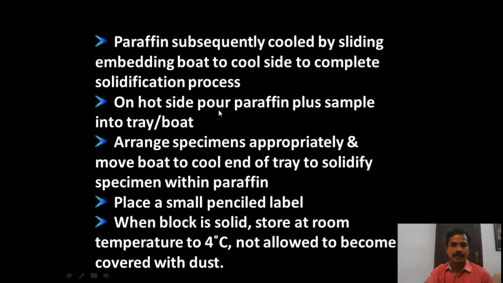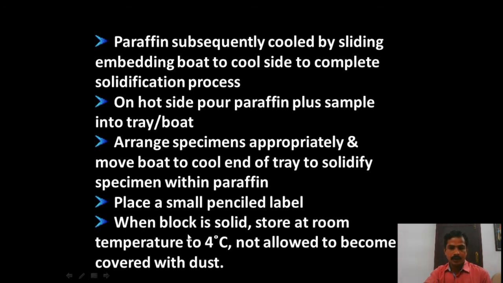On the hot side, pour paraffin plus sample into the tray or the boat, the specimen tray, the paper boat. Arrange specimens appropriately and move the board to the cool end of the tray to solidify specimens within the paraffin. Place a small penciled label on the surface of the block after completion of the embedding process. That is for the identification of which specimen is present inside the block.